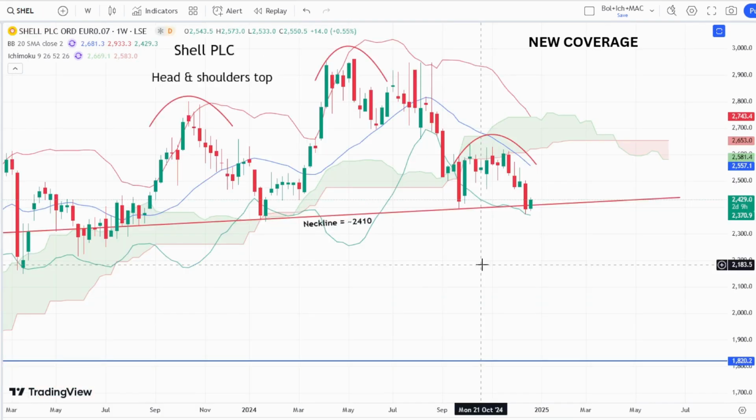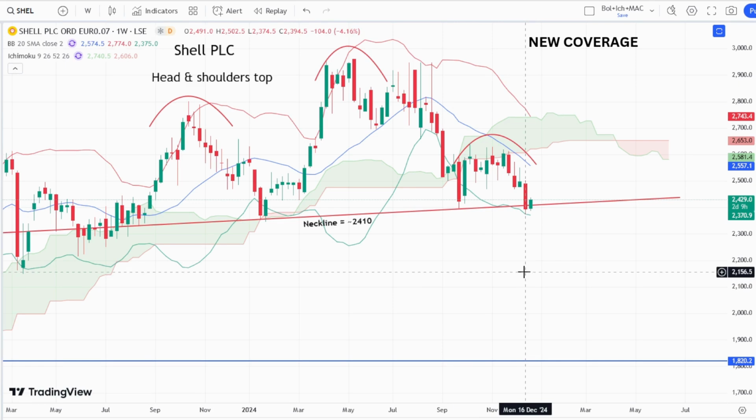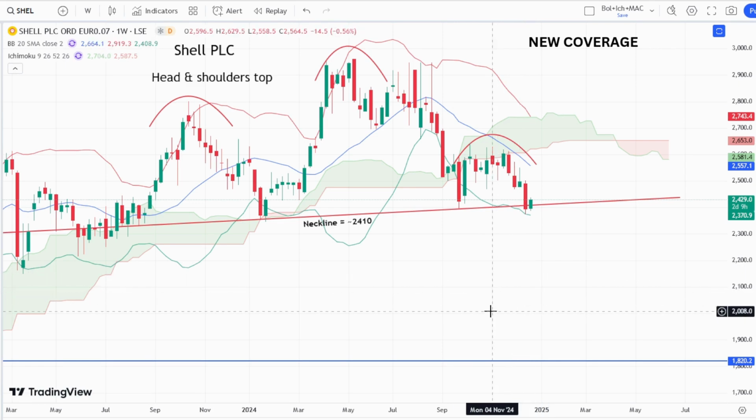Moving on to equities, I'll start off with Shell PLC, a British oil and gas company. There is bearish potential in Shell, but there is also some uncertainty over whether it has completed a head and shoulders top or it is still forming one. So here are two scenarios.